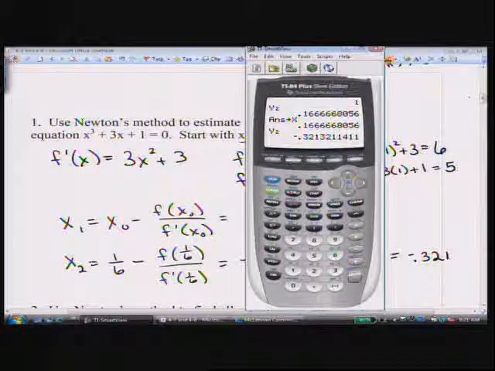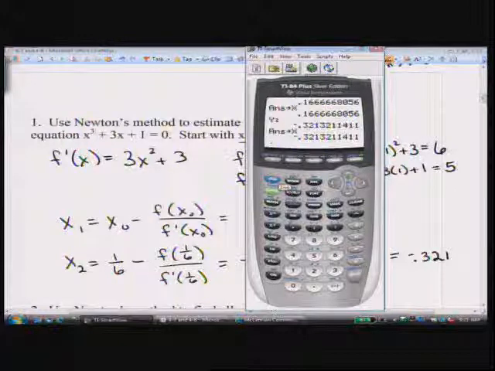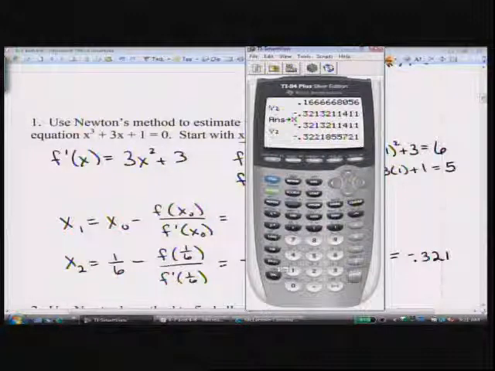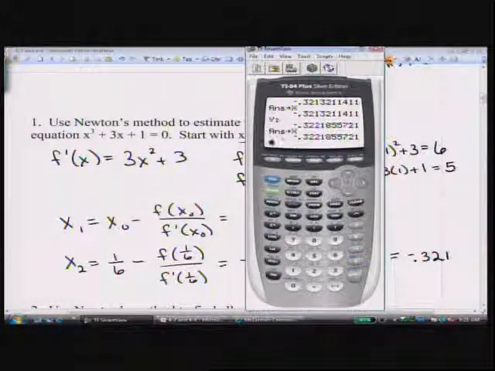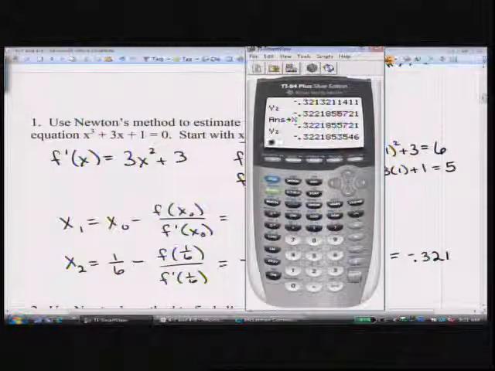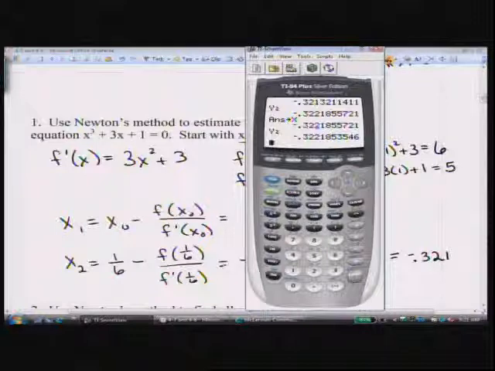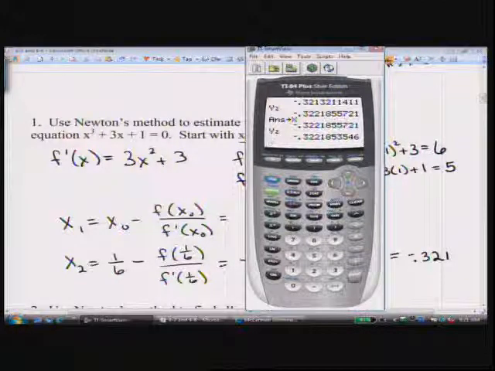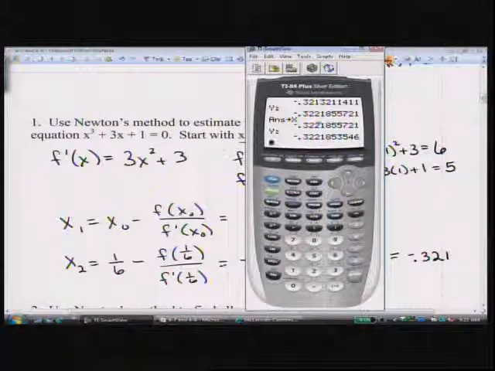Okay. And so then what you can do is keep doing this. You could store this in x, and then do it again. You could ask for y2 again, and store that in x. And notice how close they're getting. See how it was negative 0.321 and then negative 0.32218? See how close they are? Just recomputing it, it's going to get closer and closer to the true value. Now you're within 1, 2, 3, 4, 5, 6 decimal places of the true value.